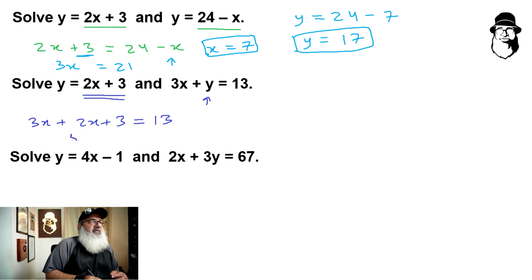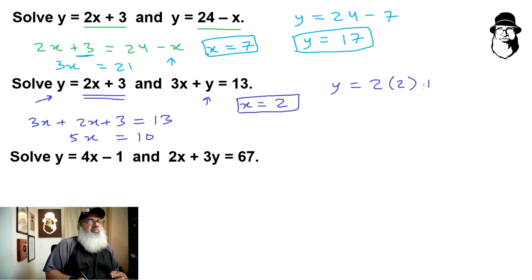On the left side we have 5x, and on the right side we have 13 minus 3, that is 10, and this tells us that x is equal to 2. So this value of x is equal to 2 we can put in any equation. So we have y here, so we'll put in this equation y is equal to 2x plus 3, that is 2 times 2 plus 3, and y is equal to 4 plus 3, that is 7. So that is our solution.